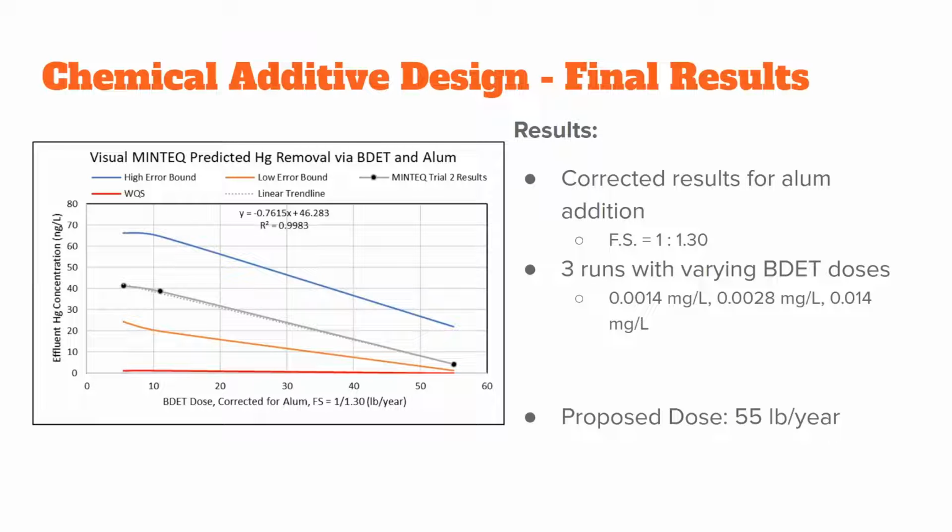So ultimately, we're going to propose a 55 pounds per year dose of BDET. And then that bottom red line is the water quality standard of 1.3, which I should note is not a drinking level value, it is the water quality standard for wildlife, which would basically mean that those fish don't have consumption advisories.